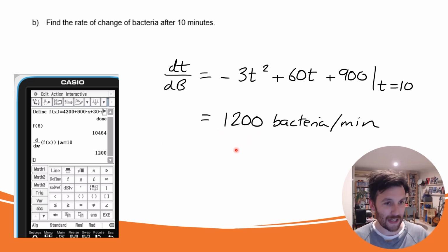Now, in the context of the question, it's asking for the rate of change of bacteria. So it's 1,200 bacteria. And if we think back to the question, it was how many bacteria after a certain amount of minutes. So we can infer from that that that's 1,200 bacteria per minute. All right, we are making good progress. We're going to move on to the last question now.